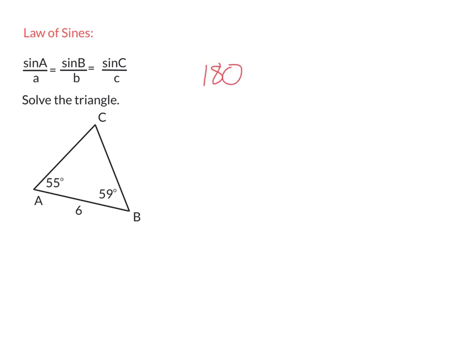We can simply do that by taking 180, take away 55, and 59. And when we do that, we're left with 66. So we know that angle C is 66 degrees.